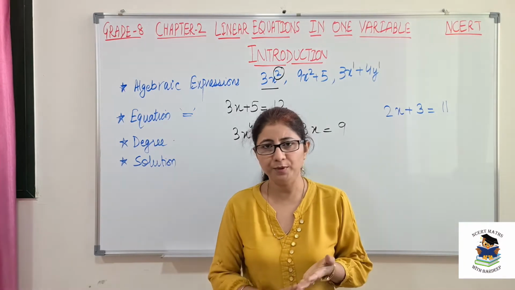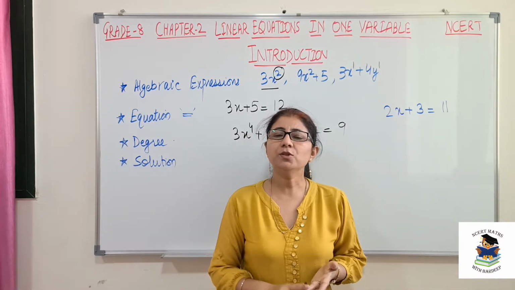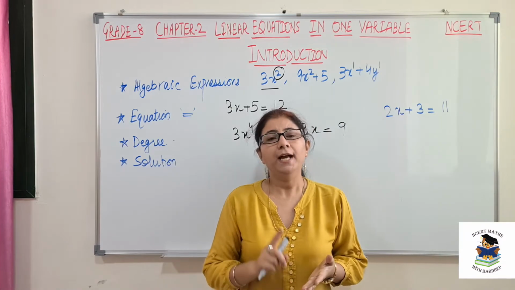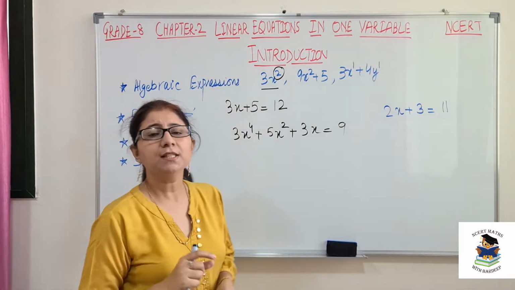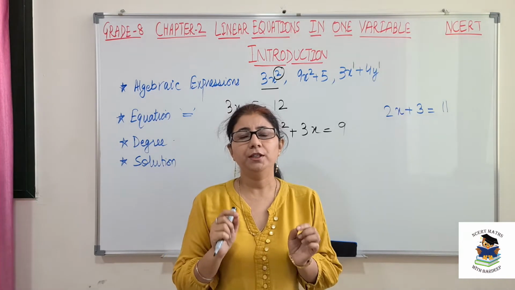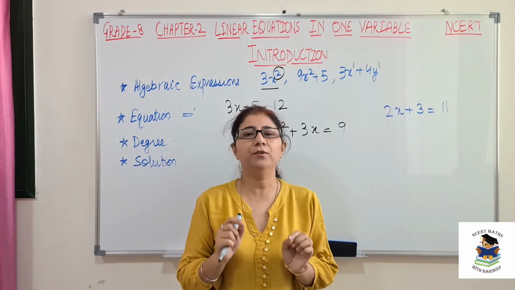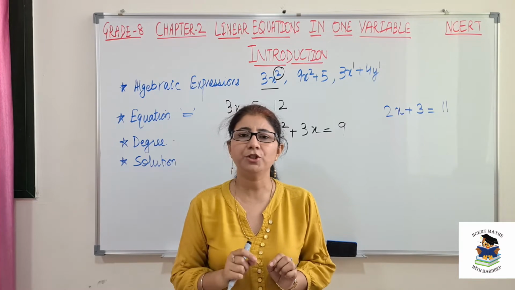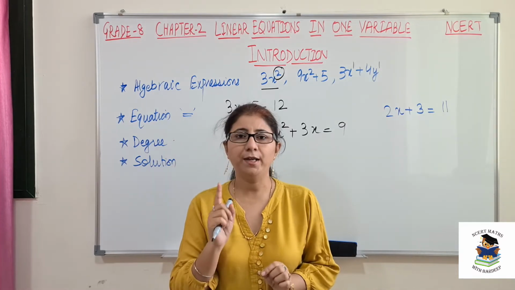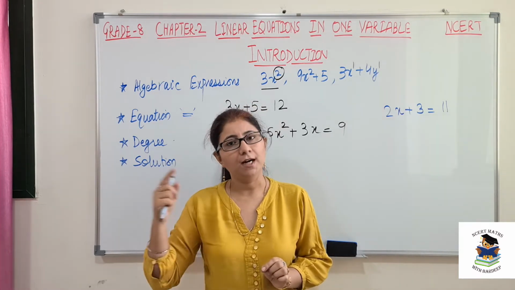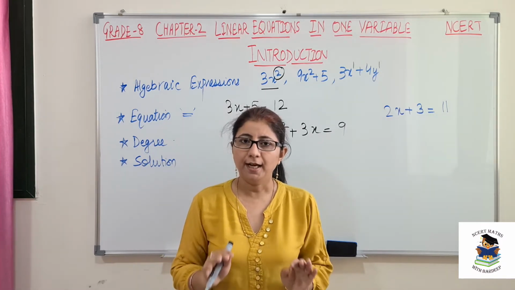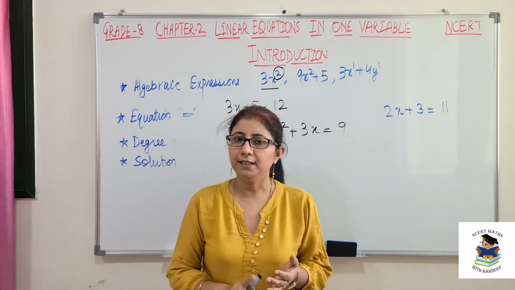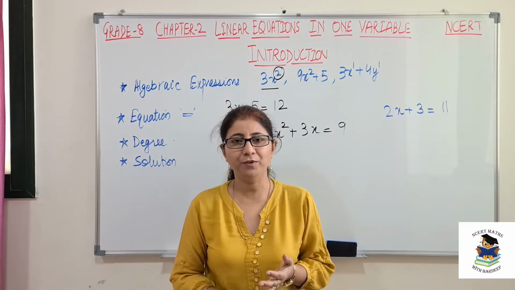So overall we should have only one variable in our equation. First thing is it should be an equation. Second thing is only one variable should be there. And third thing is linear. What does linear mean? The degree of the variable involved in your equation should always be 1. We are not dealing with higher powers. Only degree should be 1. Then that equation will be referred to as a linear equation in one variable.